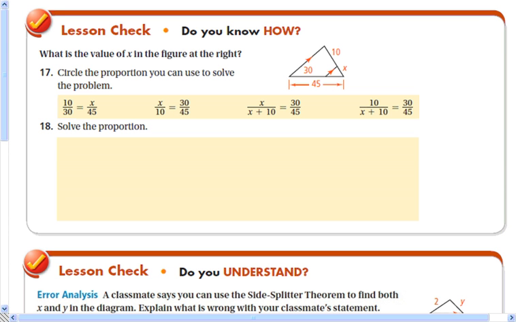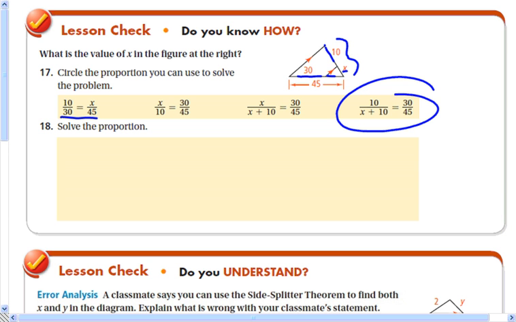And the lesson check: circle the proportion you can use to solve the problem. So we have the side splitter theorem going on here. Is the first one, 10 over 30, proportional to x over the whole side length? I don't think so. How about x over 10, the short piece to the long piece, is that the same as 30 over 45? No, it would be 15 over 30, I mean, this little part here, so we don't have that. Do we have x over x plus 10, so this short side to the whole side, is that equal to the long side to the whole side? I don't think so. 10 over x plus 10, so this long side to the whole side, is that the same as 30 over 45?